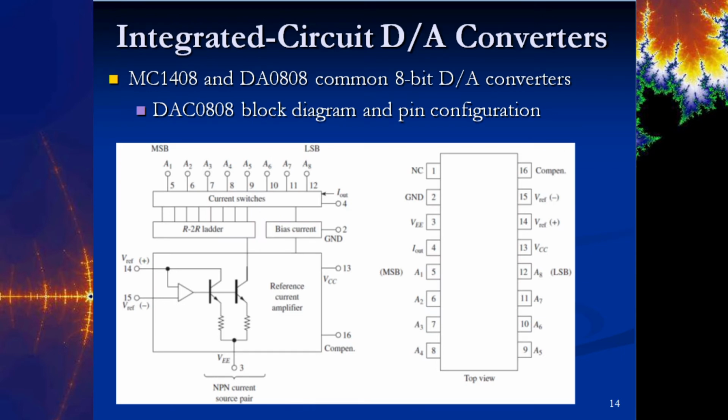One of the IC chips that's pretty popular is the DAC 808 and the MC1408. They're common 8-bit converters. You can see the general setup here, from least significant bit to most significant bit, A8 through A1. Those are essentially all current switches. They get sent through an R2R ladder network, and then to the current amplifier. And then it has a voltage out.